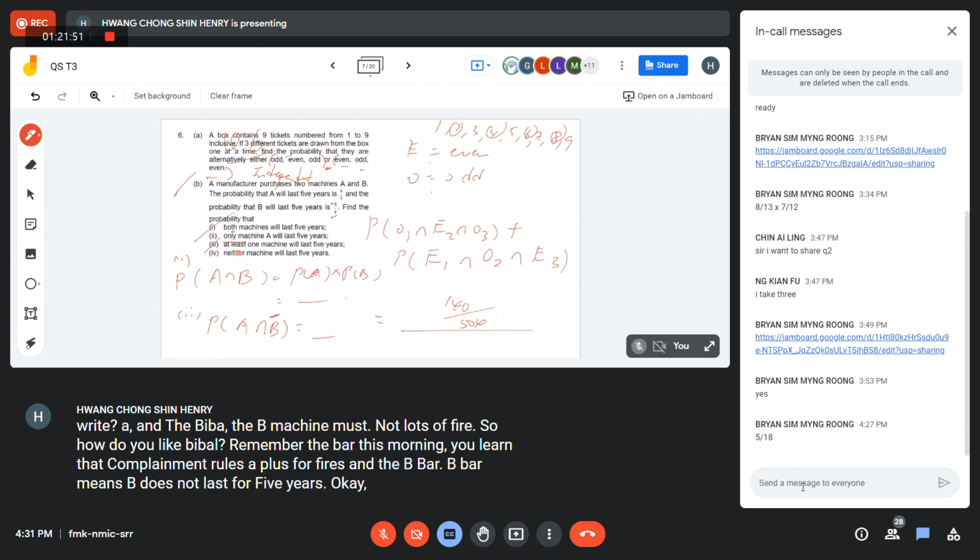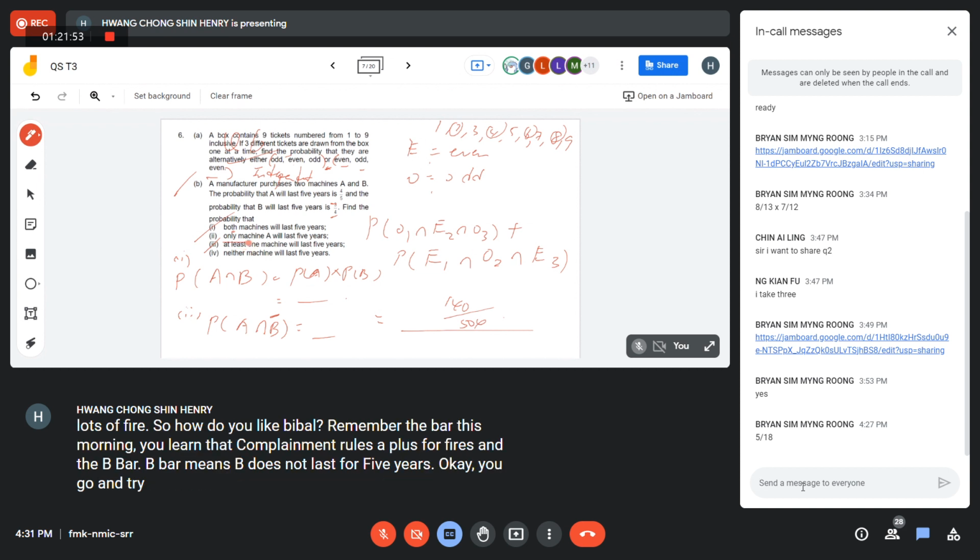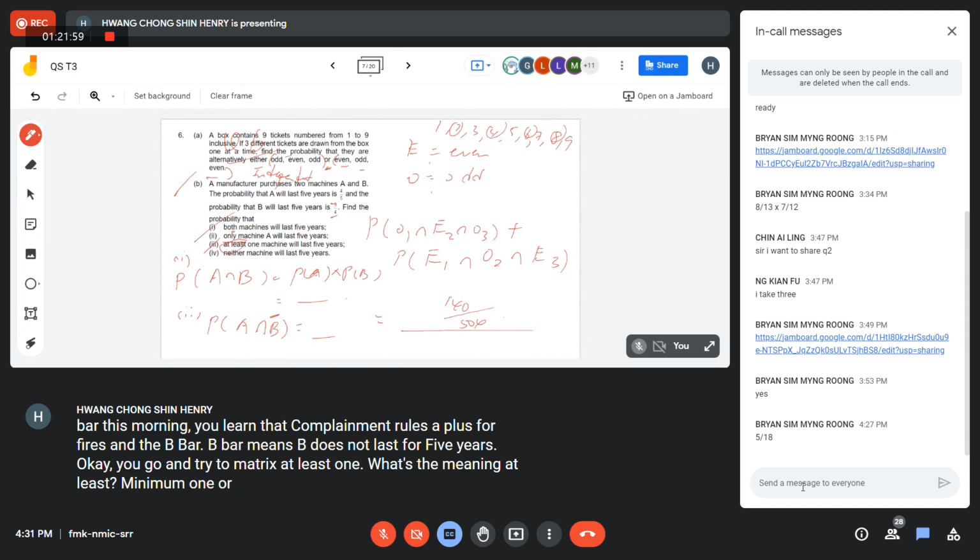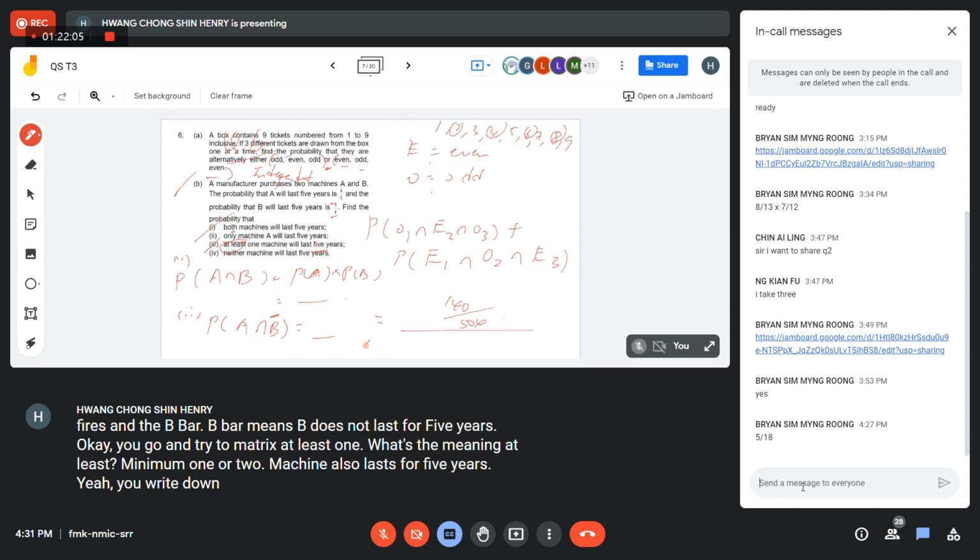Okay, you go and try it. At least one. What's the meaning of at least? Minimum. One or two machines also last for 5 years. Yes, you write down the symbol. See whether you can write or not.